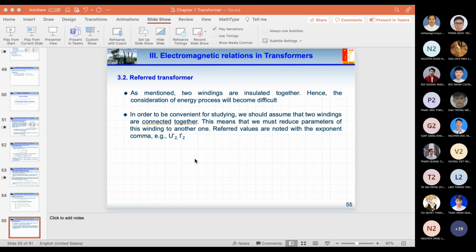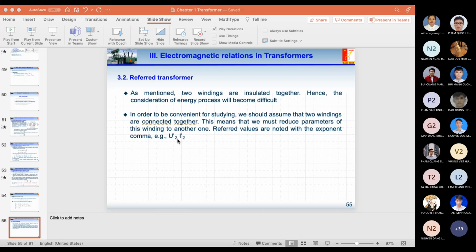Of course, when we do conversion, the reference values are noted with the exponent prime. You can see, for example, U2', E2' belonging to the secondary winding. After doing conversion, in some textbooks the reference transformer and the conversion transformer are the same.